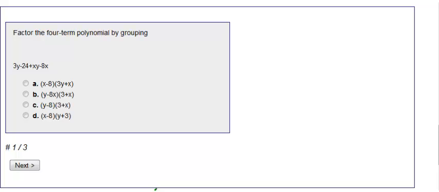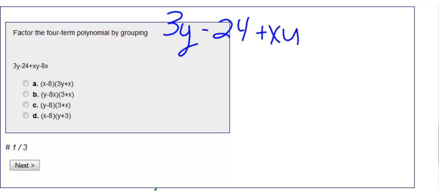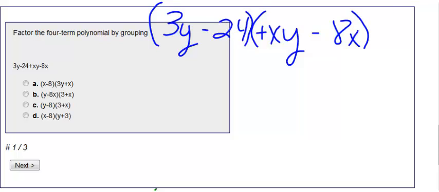Okay, we are now grouping. Anytime you have four terms, we have 3y minus 24 plus xy minus 8x. We group. And what that means is we group the first two, we group the last two. Make sure your signs go with the terms.